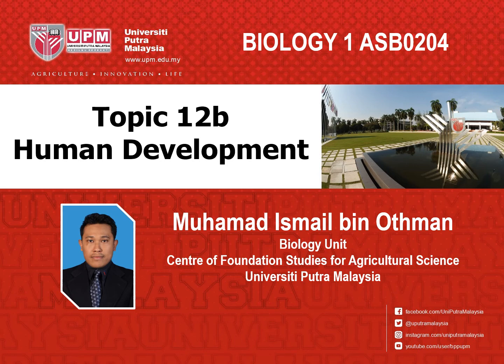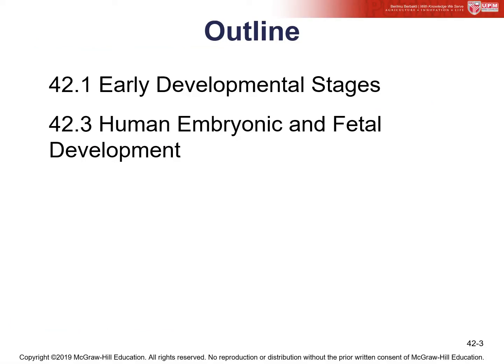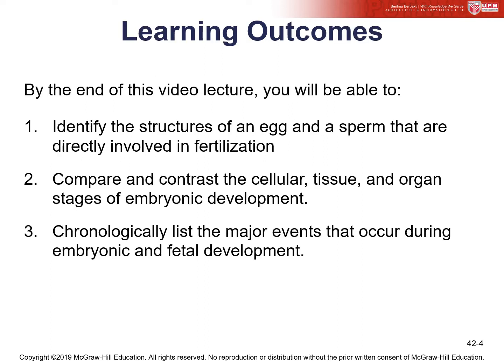I will teach you the second part of topic 12, which is human development. Please turn to chapter 42, which is animal development and aging in your textbook or your e-books. In your syllabus, you're going to learn two parts: the first one, early developmental stages, and the second one, human embryonic and fetal developments. These are your learning outcomes.